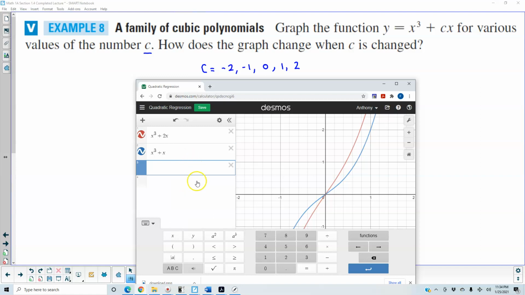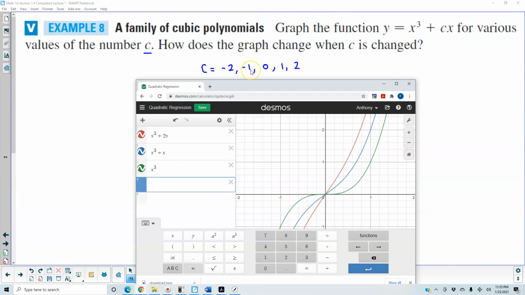Okay, let's see what happens here. We have x cubed. So what happens here on the green one? Well, you can see here that it flattens out at 0 when we have 0 in for c. So x cubed, it flattens out.